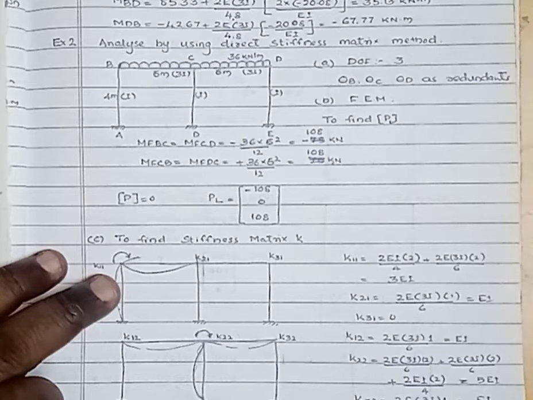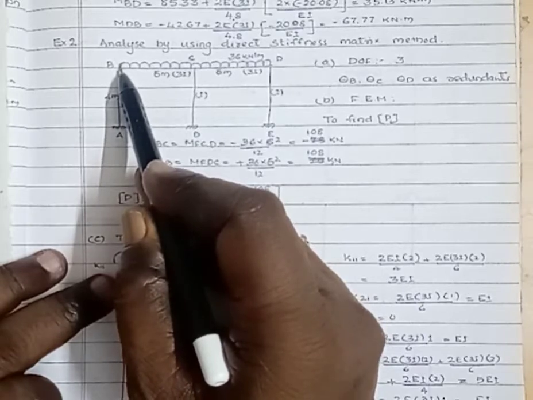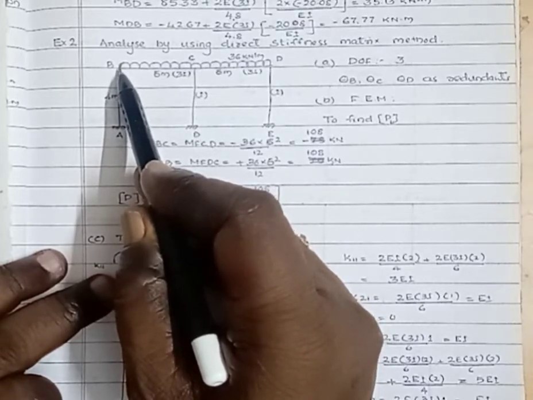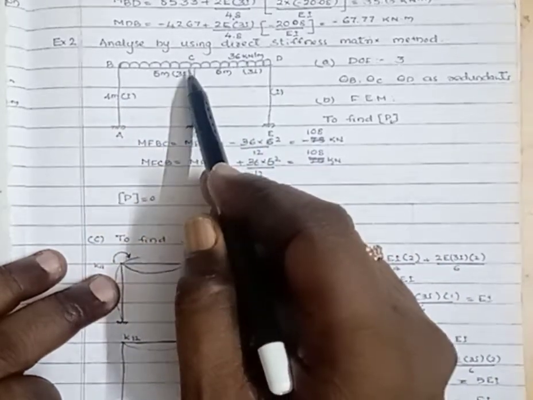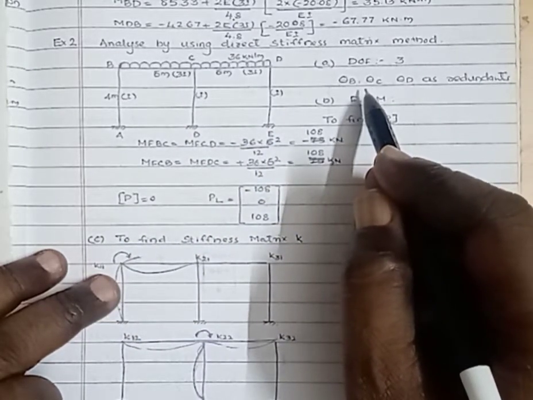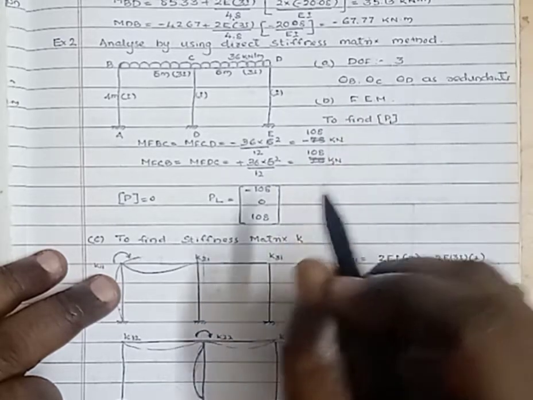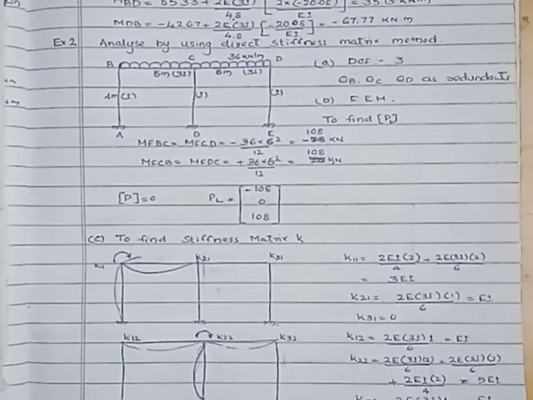First, we have to calculate the degree of freedom. Here at A, D, E, all the supports are fixed supports. The degree of freedom at A, D and E are 0. Only there will be a rotation at support at points B, C, D, that is, theta B, theta C, theta D are the unknowns. The total degree of freedom is 3. We have to consider them as the redundants.